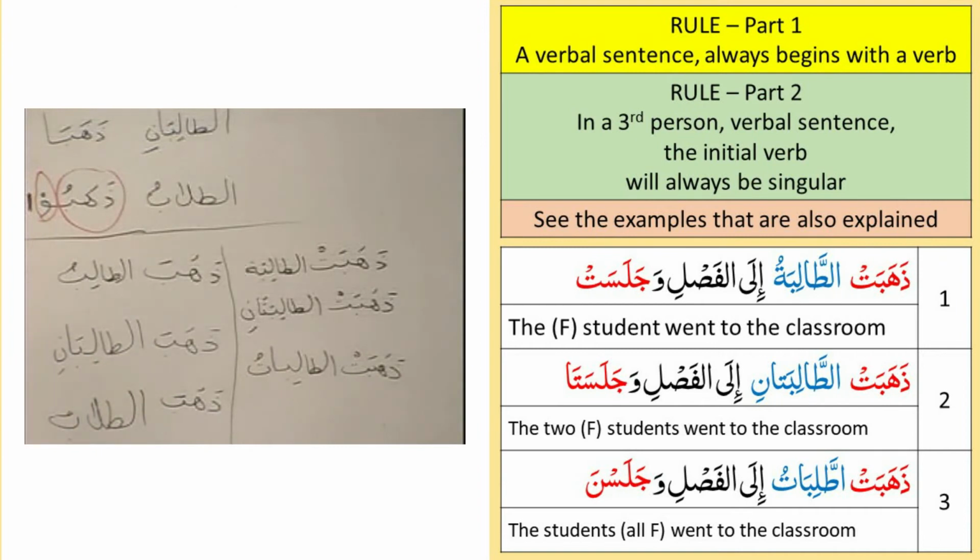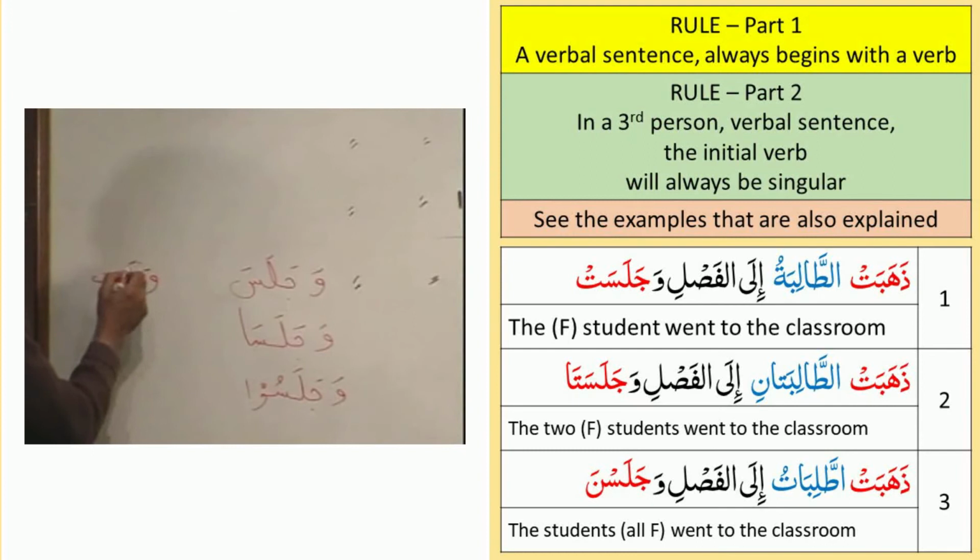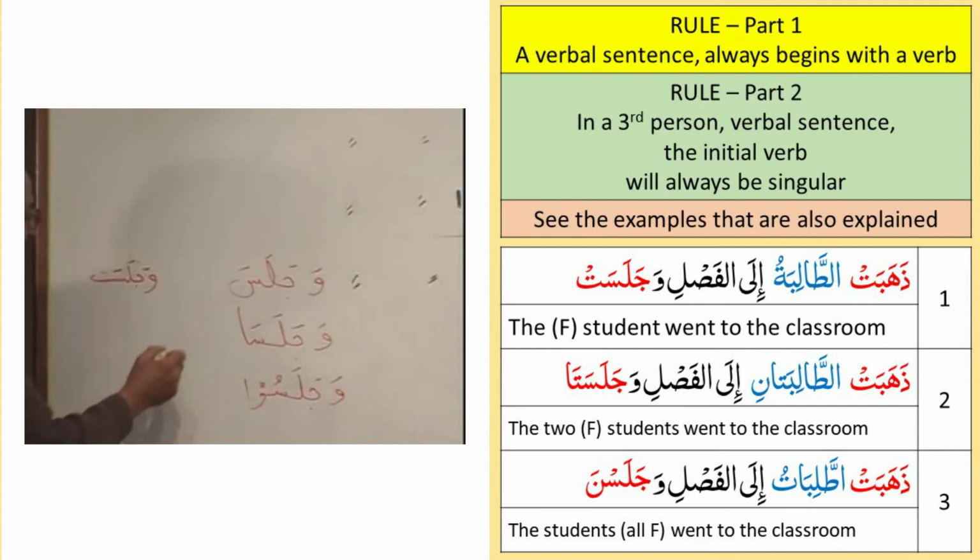Now, what will happen here, brother? ذهبت الطالبة. Then I will say وجلست. جلست. Now, if I say ذهبت الطالبتان وجلستا, what will I say? وجلستا. Are you with me, brothers and sisters?